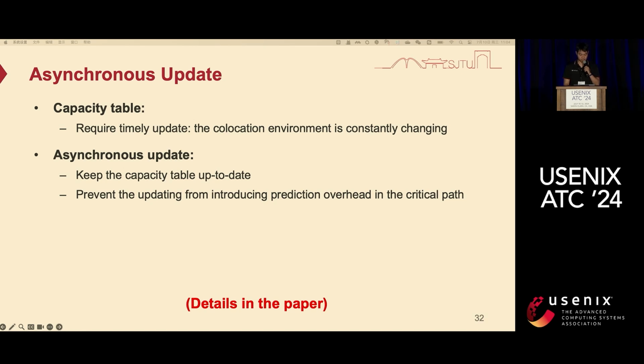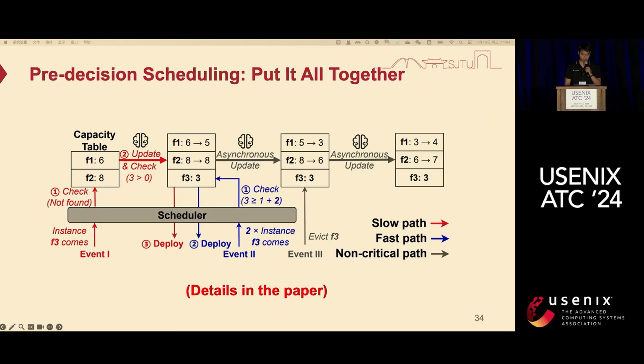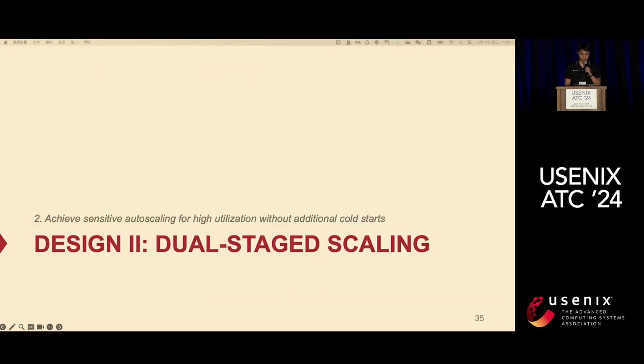The capacity table is calculated based on current co-location environments, which requires timely updates since the co-location environment is constantly changing. Jiagu introduces a synchronous update to keep the capacity table up to date and prevent the update from introducing prediction overhead in the critical path. More details can be found in the paper. For how to calculate the capacity value and some examples, more details can also be found in the paper.